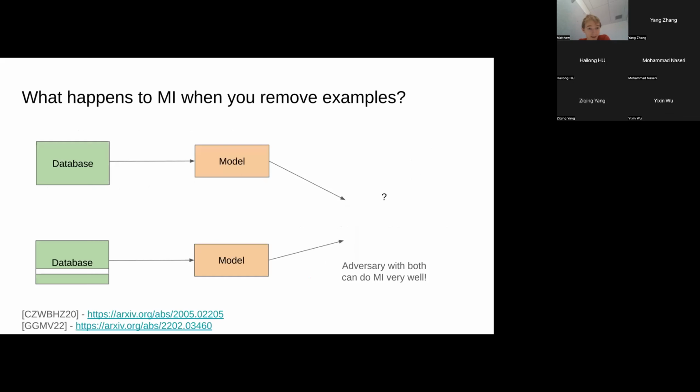And all right, so now I want to jump into machine unlearning, and I want to start with maybe the first question about machine unlearning and membership inference that you would ask, which is: if I do machine unlearning on a point, how does that impact the vulnerability to membership inference on that point?